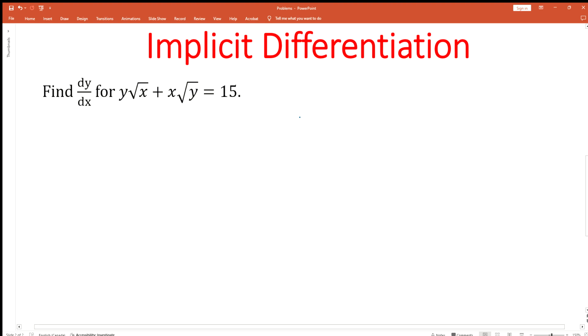The first step is to change the square roots into rational exponents 1 over 2. We have to find dy over dx for this equation. So we have to find the derivative of the three terms in this equation with respect to x. Let's start with the first term, y times x to the power half.